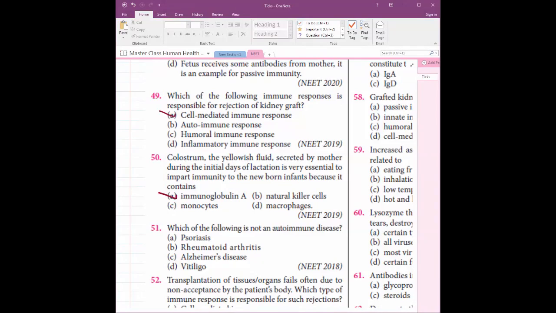Which of the following is not an autoimmune disorder? Autoimmune disorder means what, guys? Where your body starts killing your own cells, or starts to fight against your own body cells. So, psoriasis, rheumatoid arthritis, Alzheimer's, and vitiligo. Any guesses? Yes, very nice. Sia is right, Mukta is right, Himanshu is right, Vibha is right. Guys, this is Alzheimer's. It is not really an autoimmune disorder.